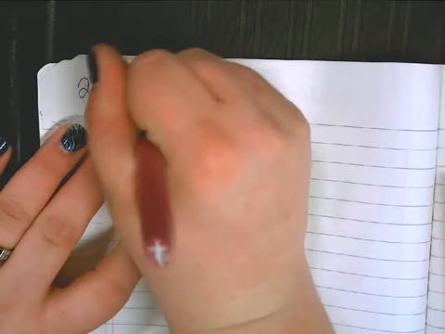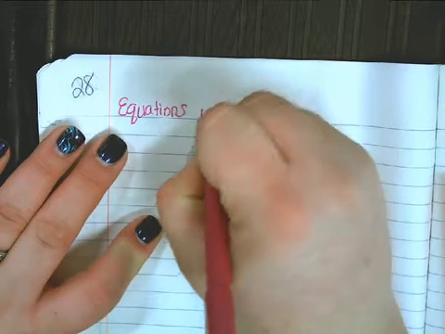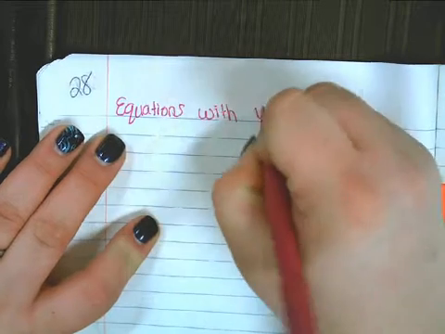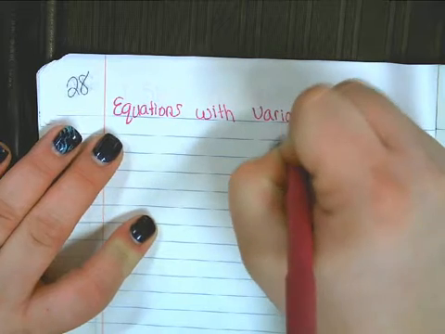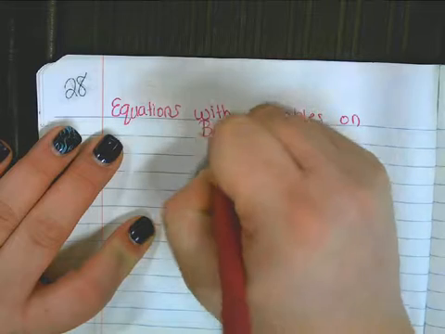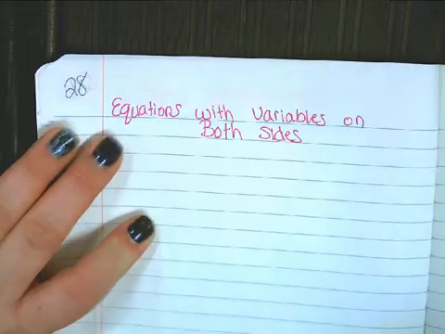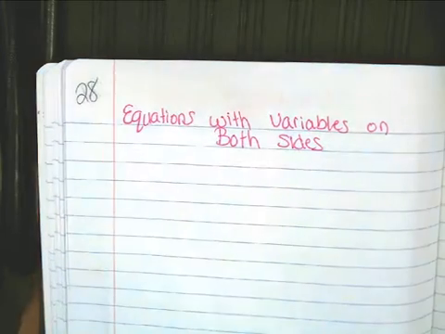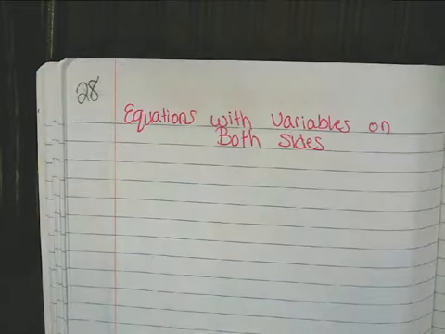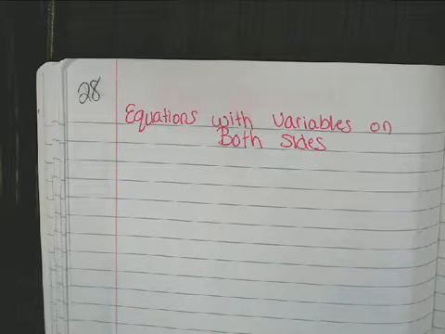Today for equations, we are starting equations with variables on both sides. Alright, so we're going to have an equation, and on either side of the equal sign is going to have a variable, and you're going to have to combine them.